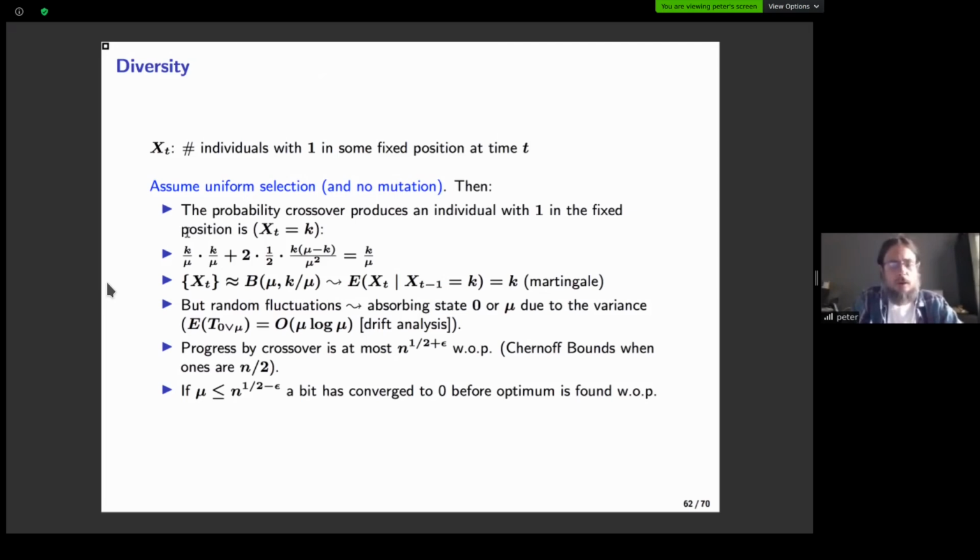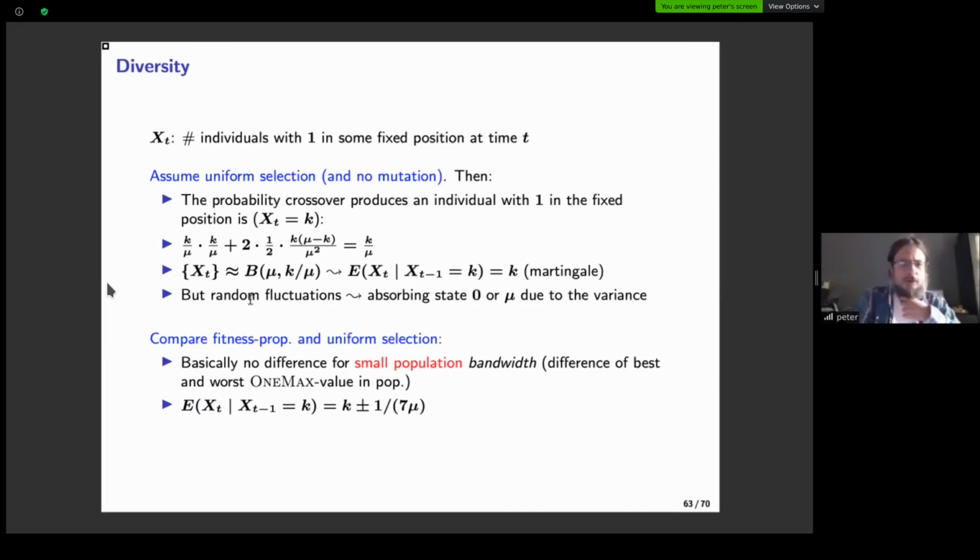So how do we do this? The main idea is that if the population size is not too large, many bits are converged, but if many bits are converged, crossover cannot make large jumps. So then the negative drift theorem is enforced, and we can use the negative drift theorem to show that we do not reach the optimum with high probability.